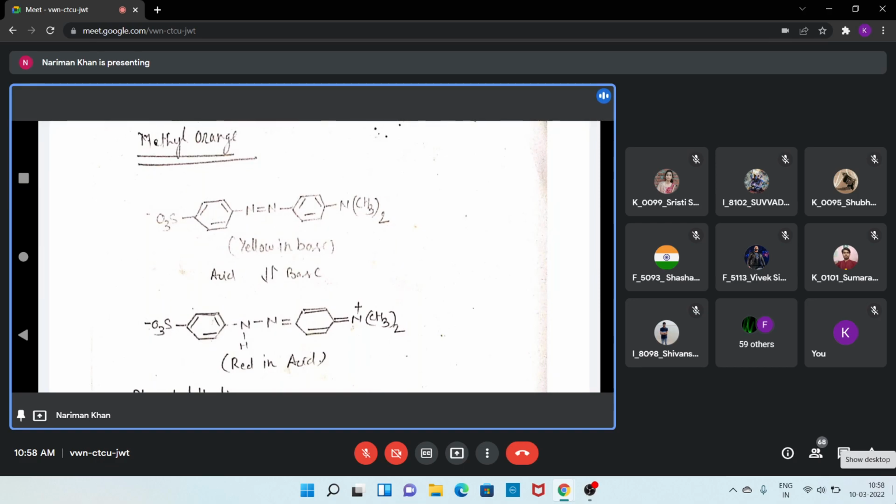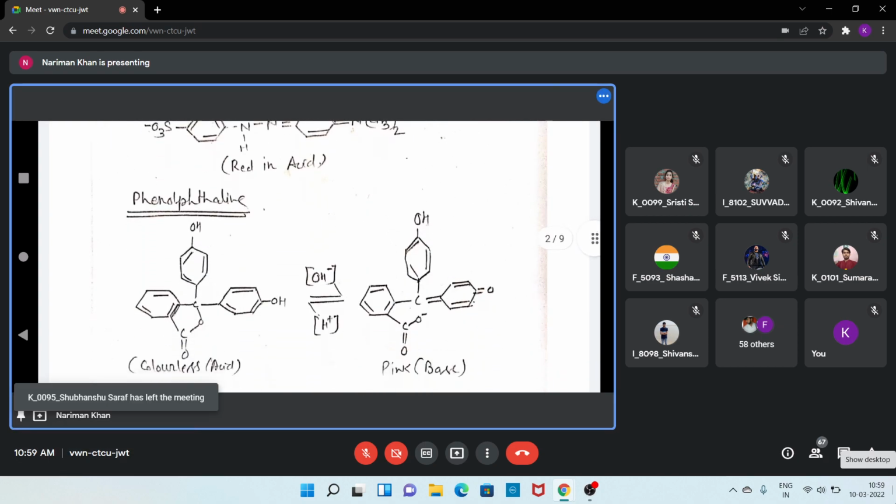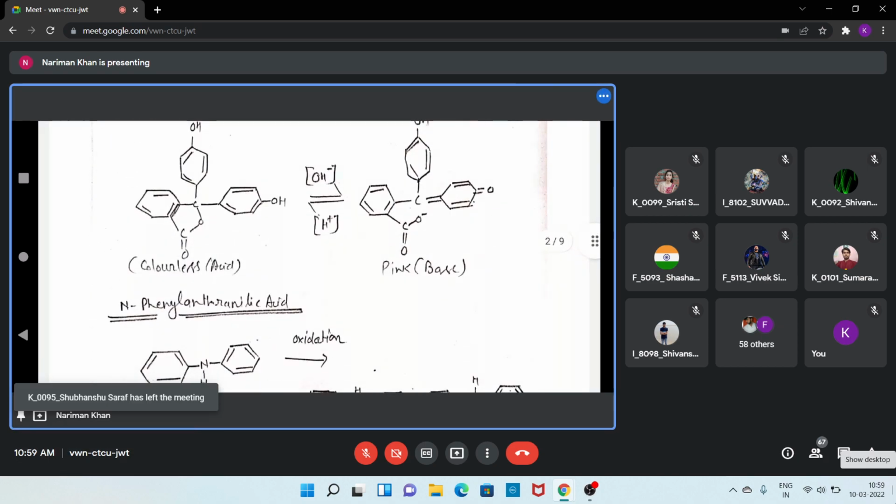This is only because of the oxidation of this indicator. Okay, the structural change takes place mainly because of the oxidation which takes place in the indicator. And as a result of this oxidation, the structure also changes. So methyl orange and phenolphthalein, their structure in acidic and basic medium, both you will have to remember.